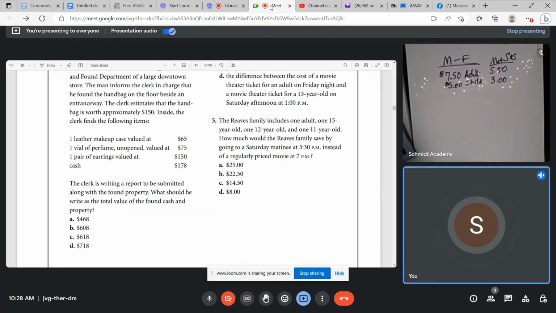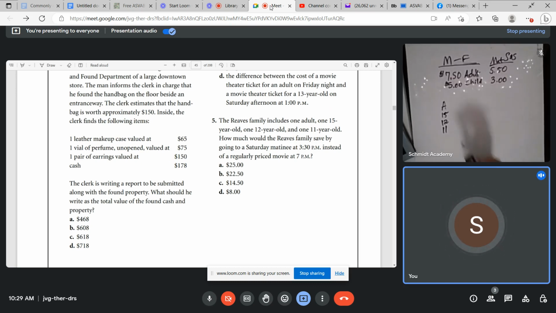Now we'll move on to number 5. Number 5 says the Reeves family includes one adult, one 15-year-old, one 12-year-old, and one 11-year-old. How much would the Reeves family save by going to a Saturday matinee at 3:30 instead of a regularly priced movie at 7 p.m.? Okay, so we have one adult, a 15-year-old, a 12-year-old, an 11-year-old. Let's see, do I have everyone? Adult, 15-year-old, 12-year-old, and 11-year-old. How much would they save by going Saturday at 3:30?